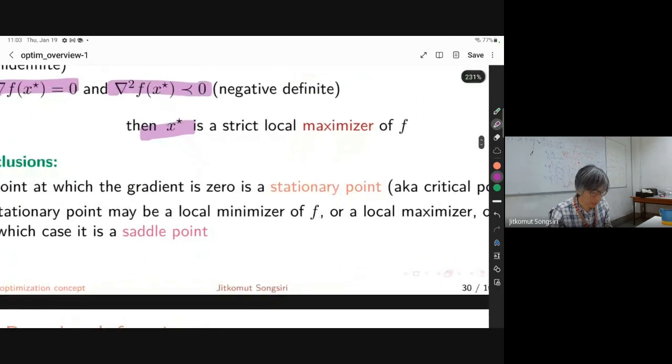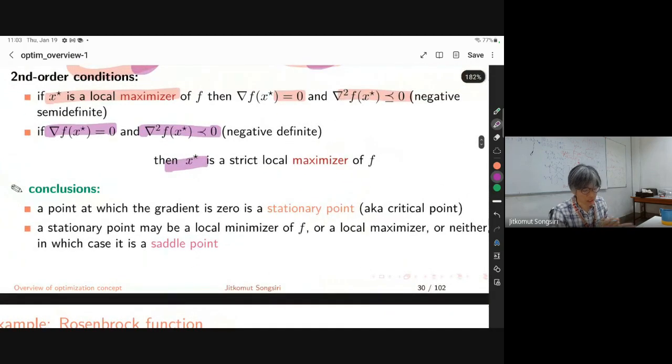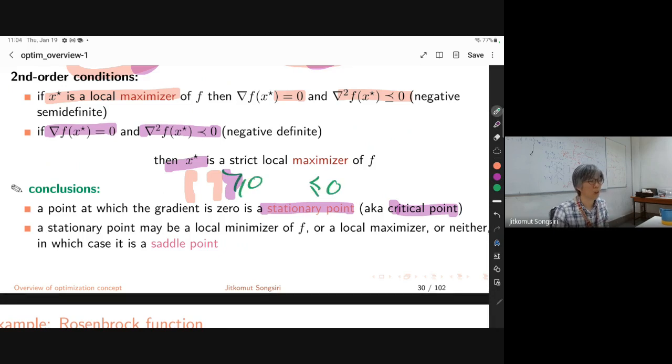Okay, now let's get some names, all right? All the points that satisfy the zero gradient condition are called stationary points, also known as critical points. A stationary point may be a local minimizer, a local maximizer, or neither of them. Remember, a matrix can be positive definite, can be negative definite, or neither of them, indefinite, right?